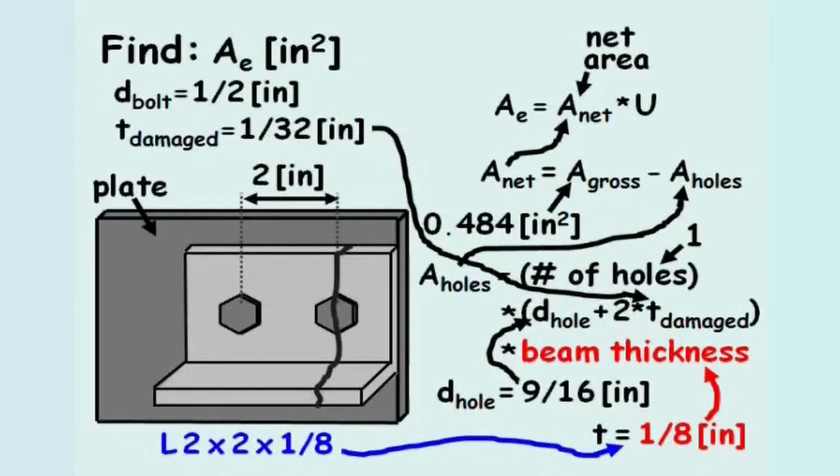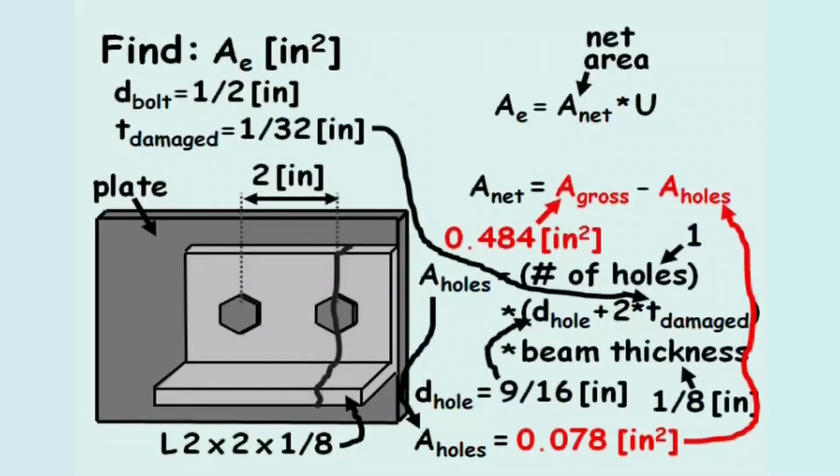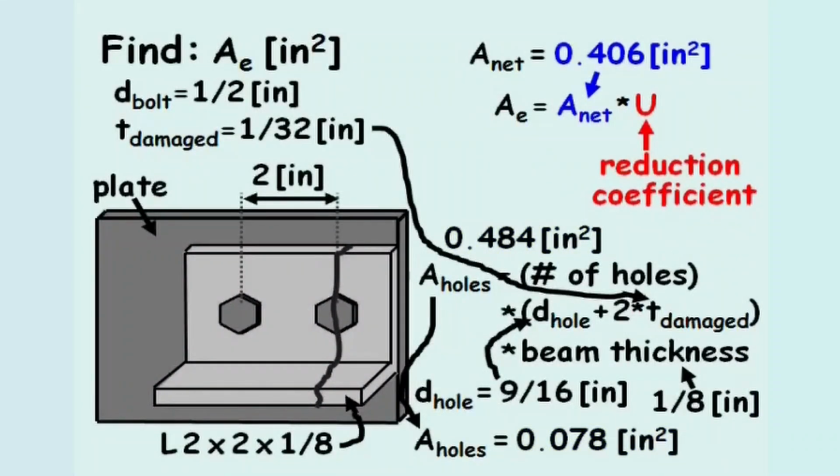After plugging in all the variables, the area from holes equals 0.078 inches squared. Therefore, the net area of the beam equals 0.484 inches squared minus 0.078 inches squared, which is 0.406 inches squared. Next, we need to determine the reduction coefficient, U.